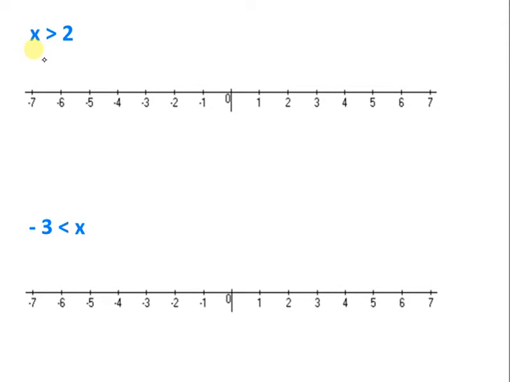So step 1, is our variable on the left? Yes, it is. Step 2, locate our number, which is 2. Okay, here's 2. Now, is it going to be an open circle or a closed circle? There's no bar, so it's going to be an open circle. So I'm just going to put an open circle right there. Now I need to draw an arrow to finish my graph.